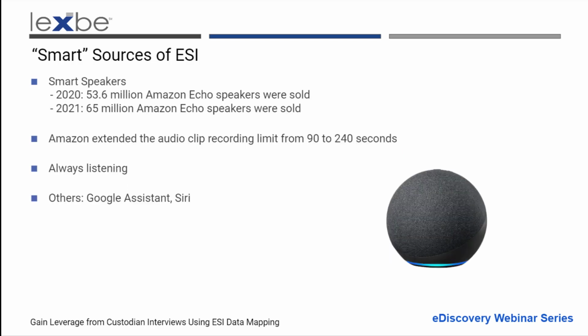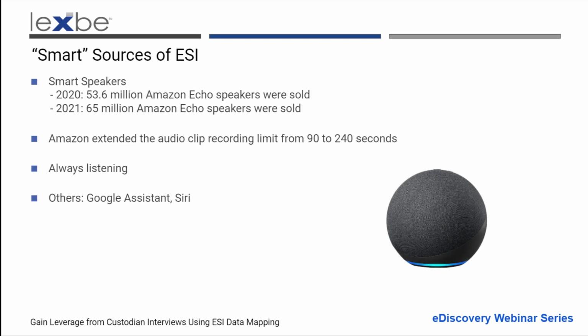The next source that I wanted to talk about are smart speakers, or smart sources of ESI. Smart sources of ESI are typically driven by a digital assistant like Alexa, Siri, or Google. Smart speakers like the Amazon Echo have grown in popularity. The Echo dominates the smart speaker market and captures 240 seconds of recorded audio with each clip. Virtually every smartphone has the smart speaker capability, and modern TVs are often equipped with this capability as well.